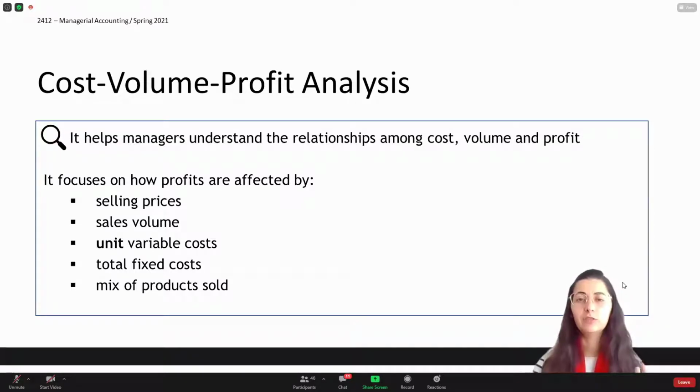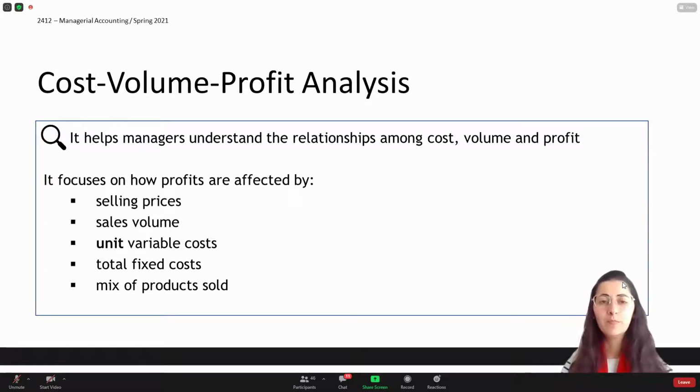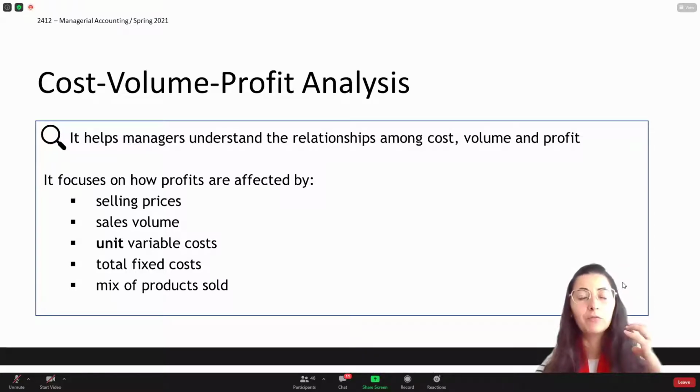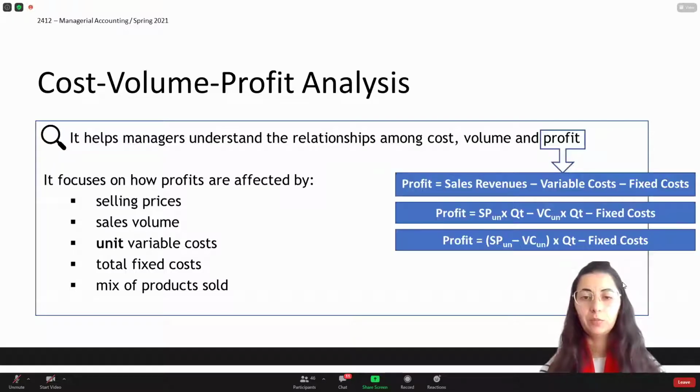So this is obviously very important for organizations because they want to, for instance, understand how the profit will change if they change the price, if there is an increase or decrease in volume, if they change the unit variable costs, or if they change total fixed costs, or if they change the mix of products. So if we sell more of product A, how will that change the profitability of the organization? So this is really important for organizations to very quickly understand the impact on profit of these variables.